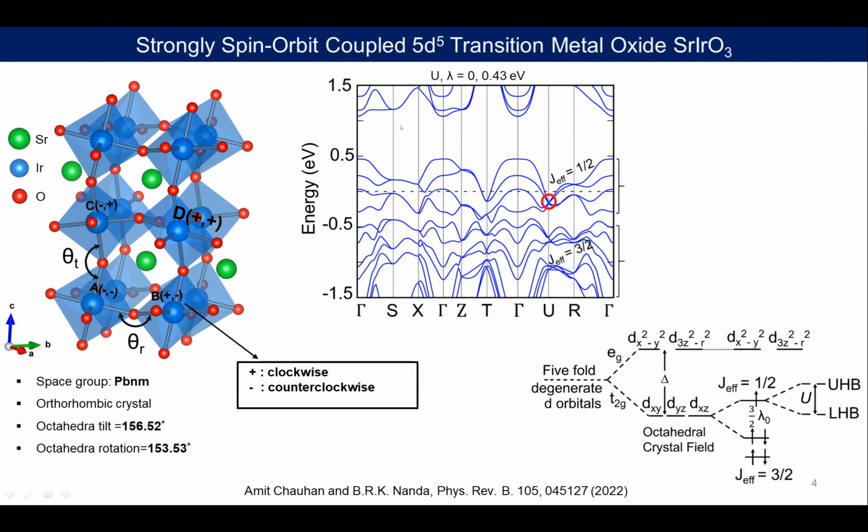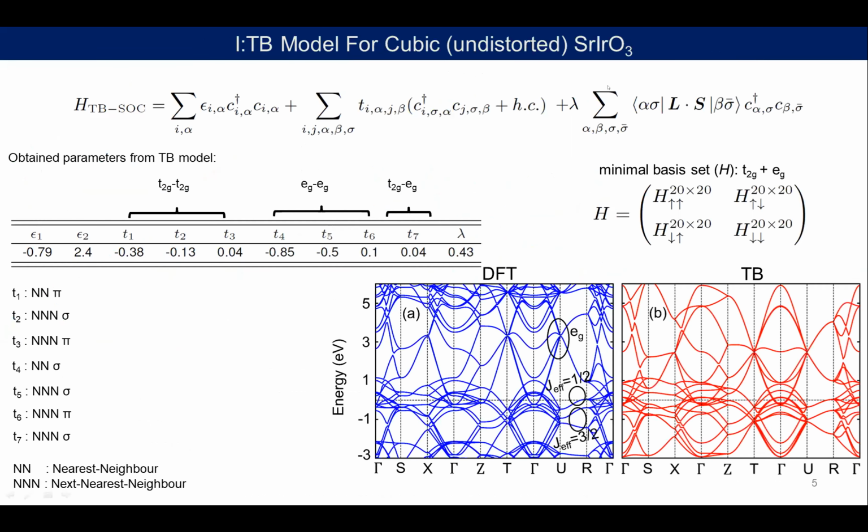So we took this as a prototype system, and then we asked the question: what are the different phases that can be realized in these kinds of systems? So first, to get an intuition, we start with a model Hamiltonian. First, we construct the tight binding model of this structure. As I already explained in the previous slide, this structure is strongly distorted. First, we begin by creating the tight binding model for the undistorted SrIrO3.